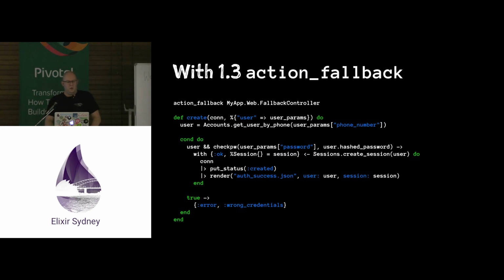It's hard to follow. What happens in 1.3 is you've got this thing called action fallback. And what you do is basically specify a fallback controller. I guess you could have more than one of them for different scenarios, like an API error case versus a web error case. It cleans up the code, basically. You can use with, and what with does is it falls through if you get any errors, i.e. if it doesn't match this thing. So basically you can just concentrate on doing the happy path, and then you can give it an atom to say wrong credentials, and that falls through to the fallback controller.